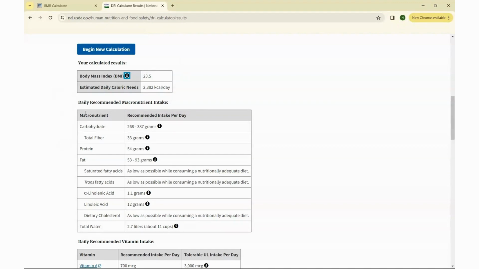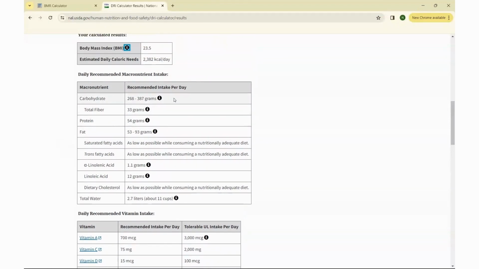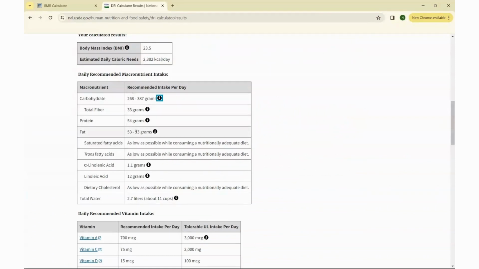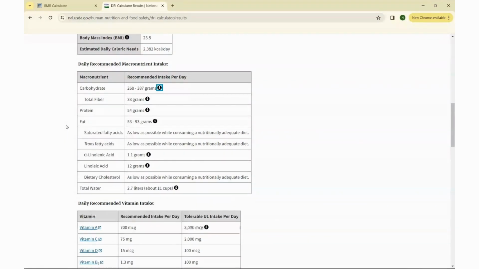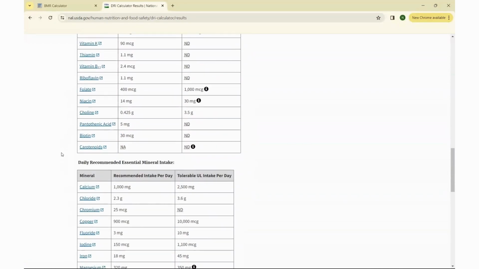But what I like about this second calculator is that it also gives you your daily recommended intake for certain nutrients, vitamins, minerals. So these are based on the dietary reference intakes. And if you click the little I, it'll tell you how did we get to 268 to 387 grams of carbohydrates per day. This is based on the acceptable macronutrient distribution range, AMDR, for carbohydrates, and you can read more about that there. But these are just guidelines, and it's based on the information you put in. So I like it. It's a little more personalized, and it also gives you kind of targets for your vitamins and minerals.